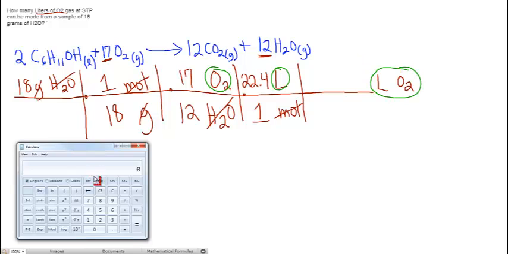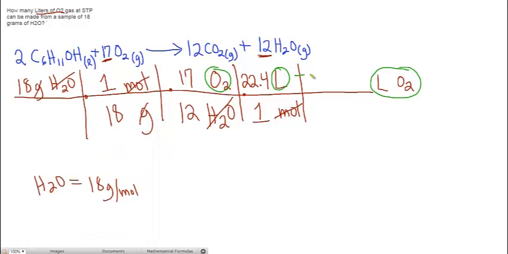We can now calculate: 18 times 1 times 1 times 22.4 equals, divided by 18 equals, divided by 2 equals, divided by 1. So the answer we're getting is about 11.2 liters of O2. This is your final answer.